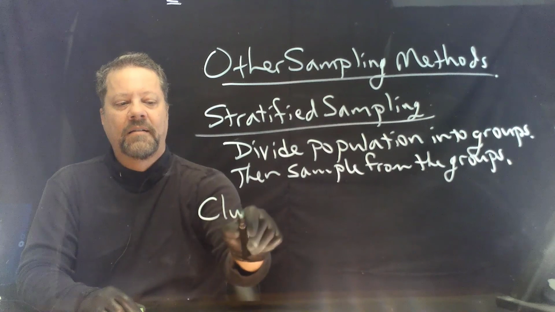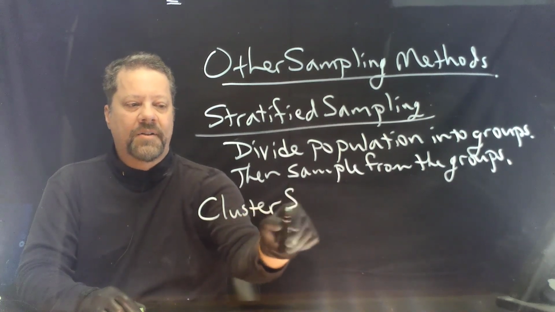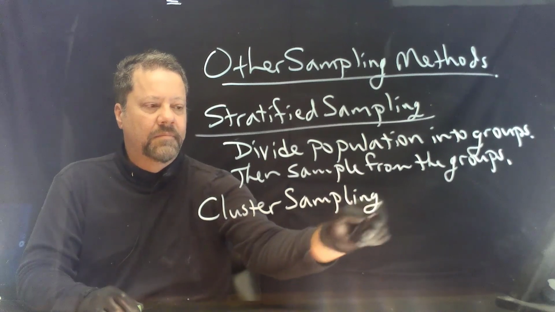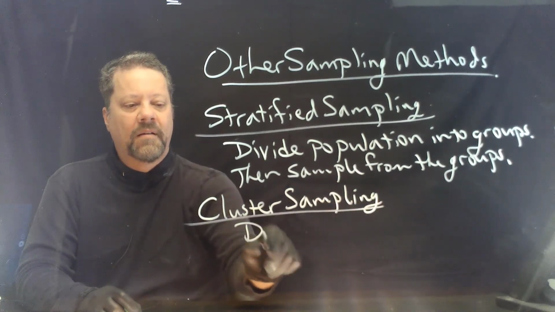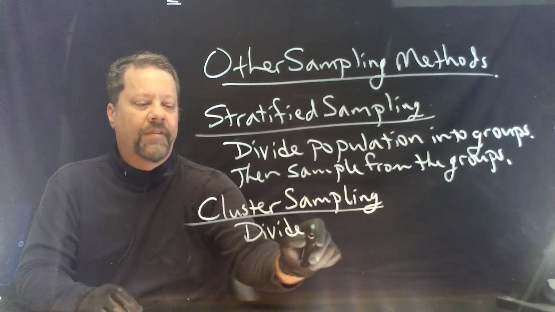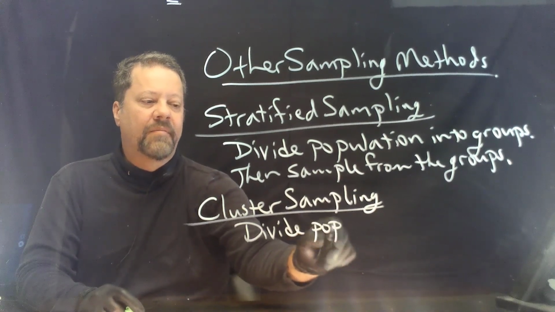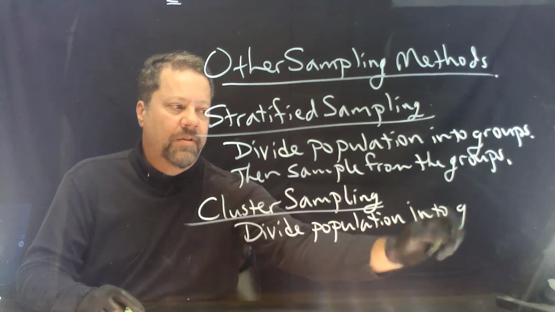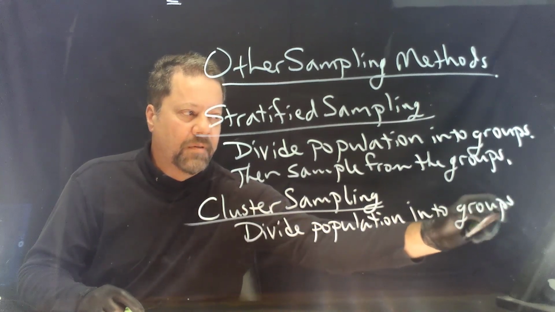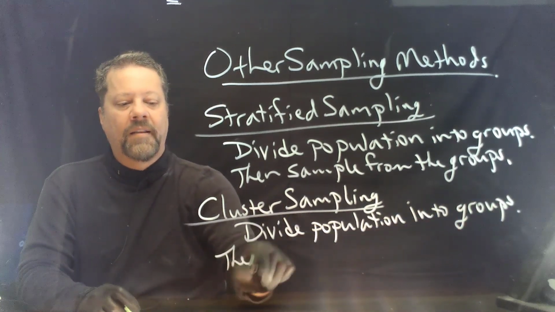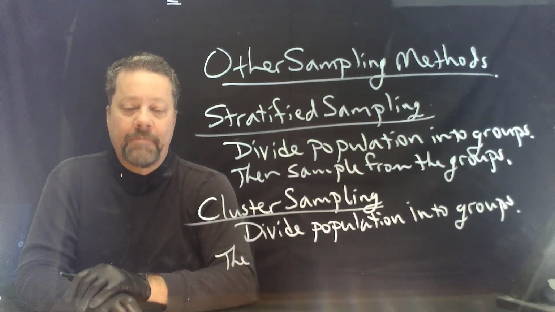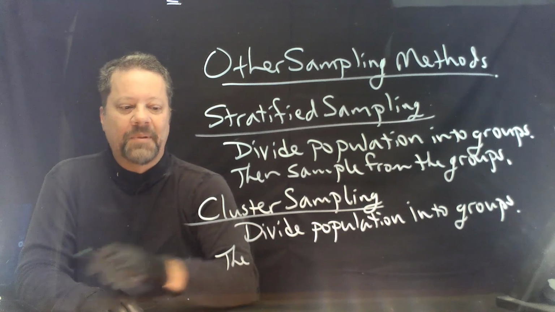In cluster sampling, you divide the population into groups, then you take all of the elements of a particular subgroup as your sample.